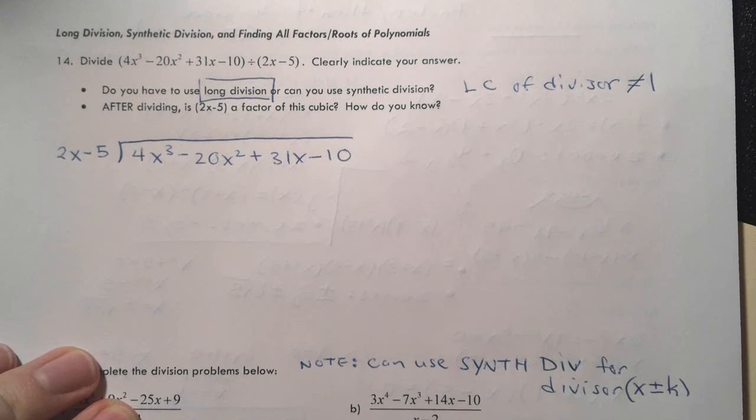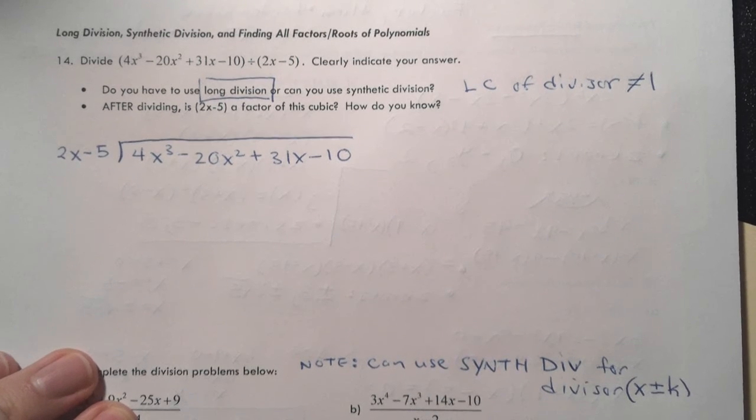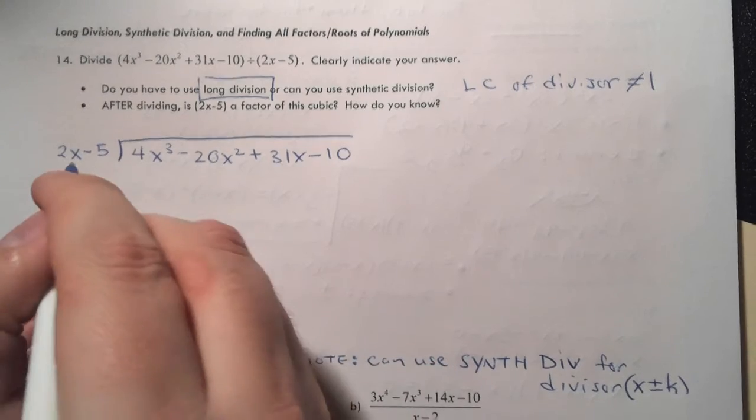Whenever the leading coefficient of the divisor is not 1, or in more advanced examples, if you're dividing by, say, a quadratic like x squared plus 5, or even a quadratic trinomial, in those examples, you would have to use long division. We didn't do any examples like that. This is all we did with long division. All right, so let's do the long division. So let's remember our process.